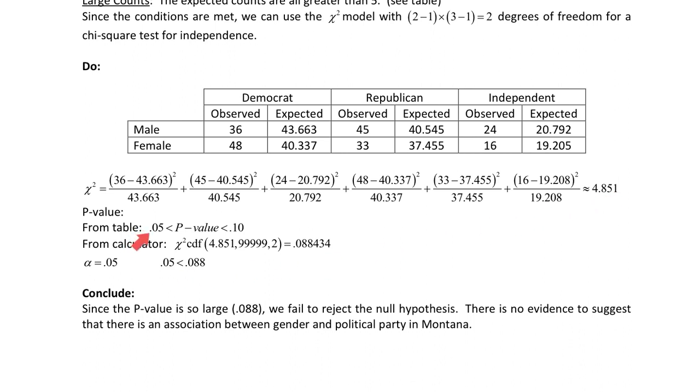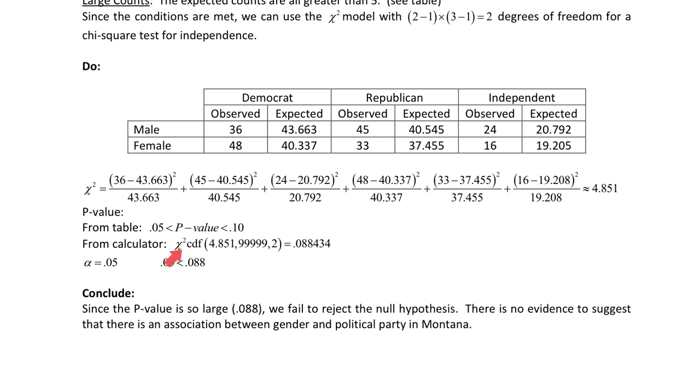When we look on the table, we can see that our p-value is somewhere between 0.05 and 0.10, which means we are going to fail to reject. That is higher than 0.05. If we did it in the calculator, you can see the calculator steps here. Now, also note right up here, we calculated the degrees of freedom. We had 2 rows minus 1, 3 columns minus 1 would be 1 times 2 is 2. So that's how we got our degrees of freedom.